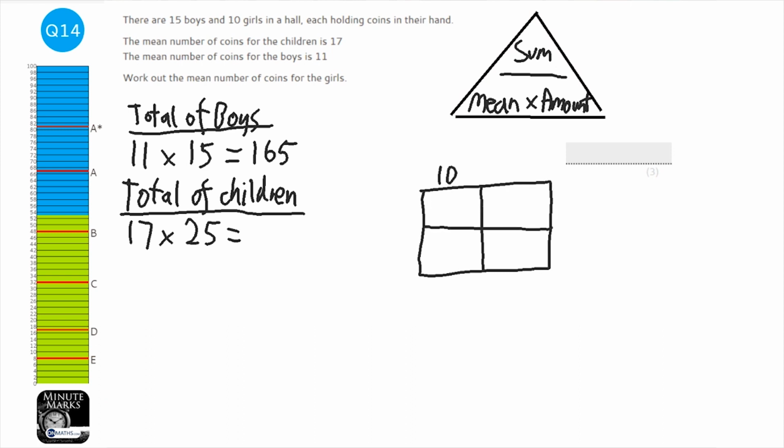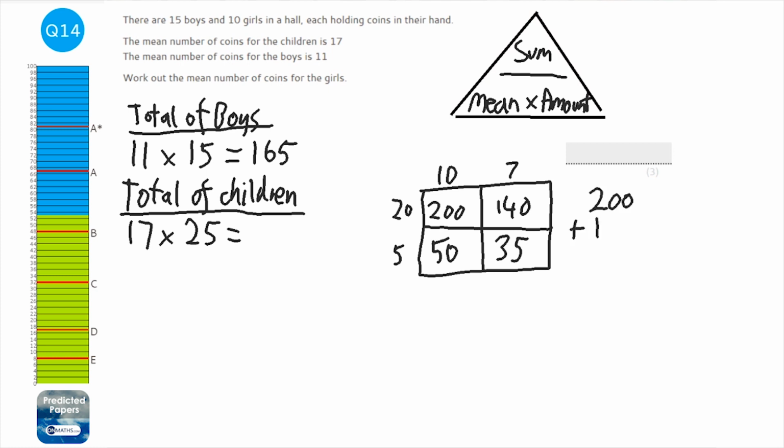If you've got a calculator, then obviously you can use a calculator. That's 200, 140, 50 and 35. So let's add those together. 200, 140, 50, 35. 9, 10, 11, 12 and 4. So 425.